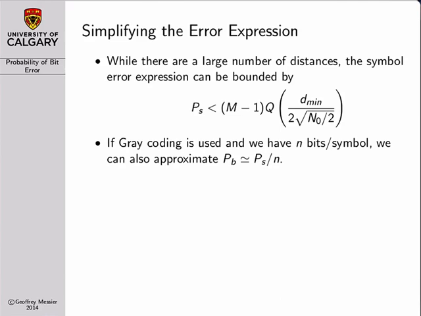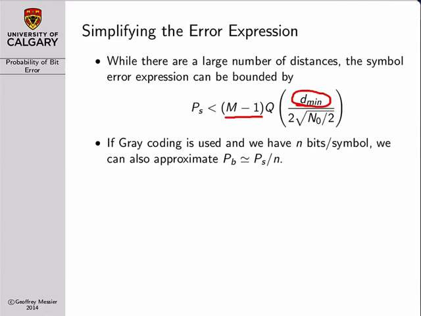So here's our simplified expression. You'll notice in our Q function on the numerator, we replace the distance between SC and SE with just the minimum distance on our signal constellation. And then we multiply the Q function expression by m minus 1. Why do we do that?